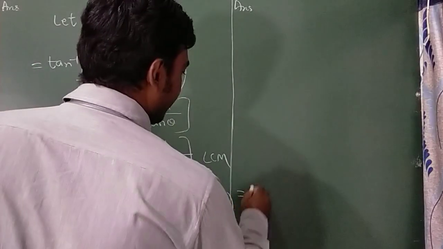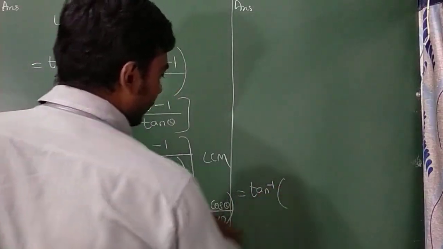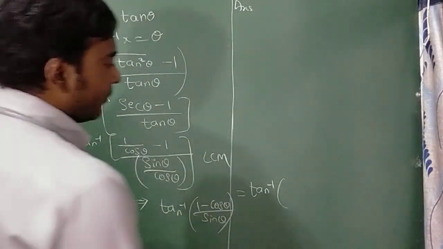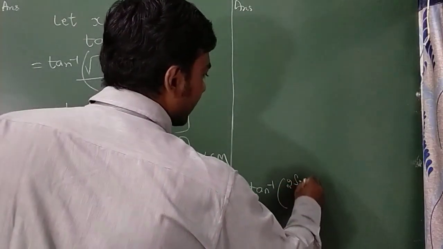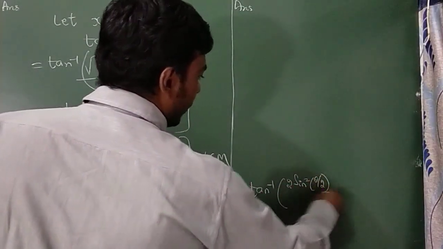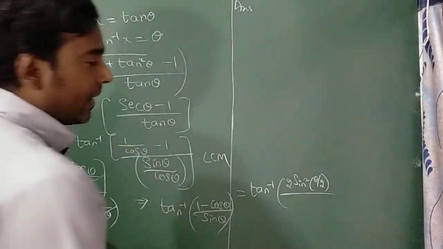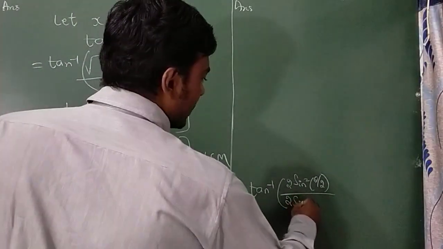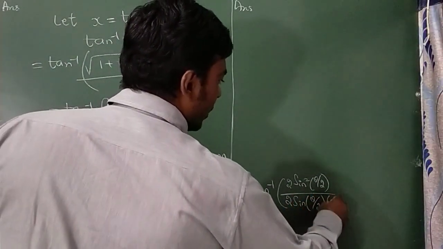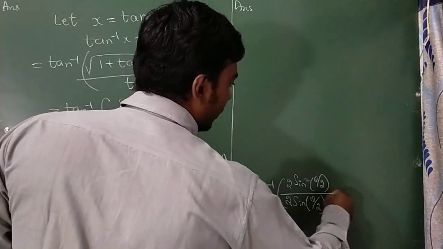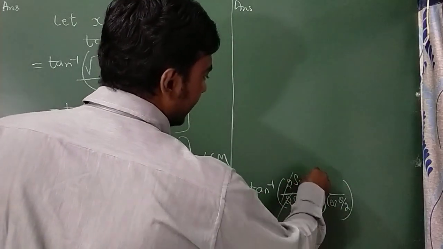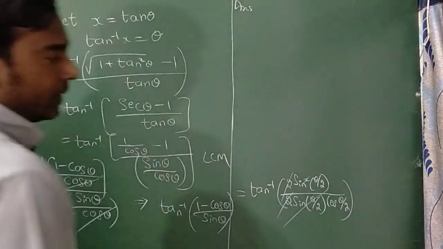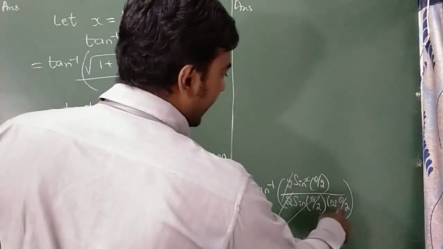Now here, in tan inverse, what is the 1 minus cos theta formula? It is 2 sin square theta by 2. What is the sin theta formula? It is the half angle formula, that is 2 sin theta by 2 cos theta by 2. Okay, 2 and 2 get cancelled. So 1 sin and 1 sin get cancelled. So what is remaining? Sin by cos.